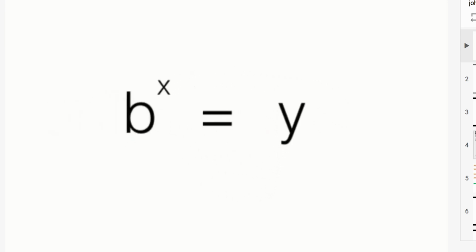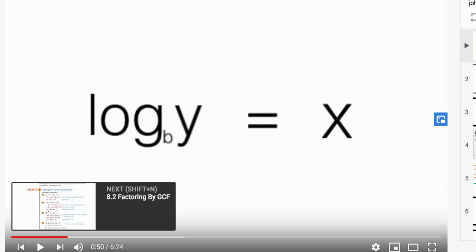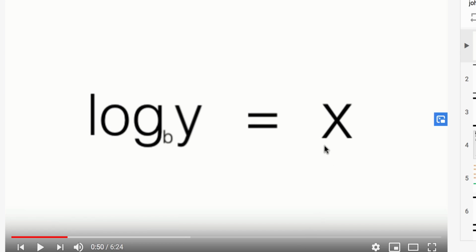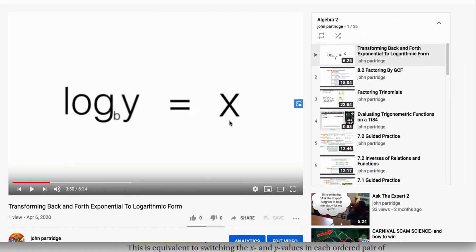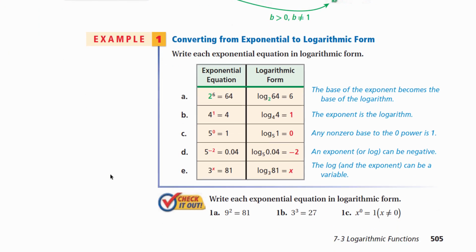b to the x equals y. The y becomes the input to the logarithm, and the x becomes the solution or the answer. And so the logarithm is the same thing as the exponent. All right.